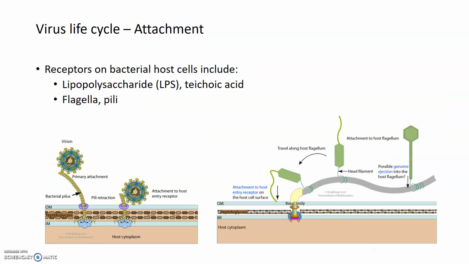And so some examples of different receptors that viruses use to attach. On bacterial host cells, there are membrane proteins, such as lipopolysaccharides and teichoic acids, that virions can bind to in order to attach. Interestingly, virions can also bind to these external structures that are used for movement. So both pili, so you can see down here on the left, and flagella can actually have viruses bind to them and attach to their host cells in that way.